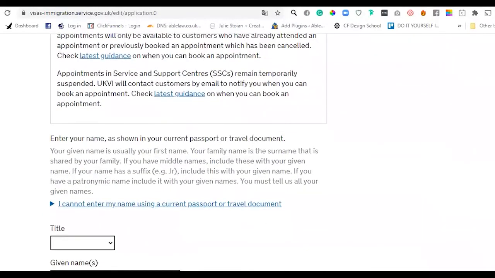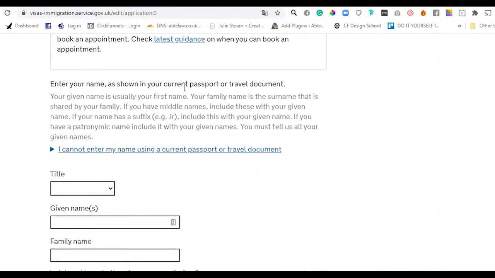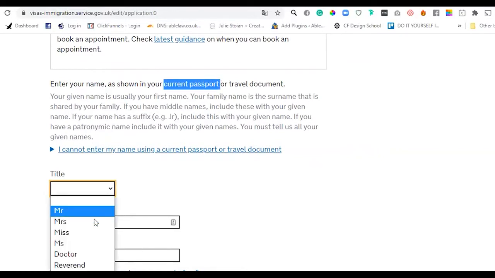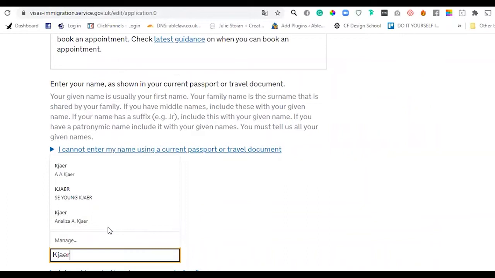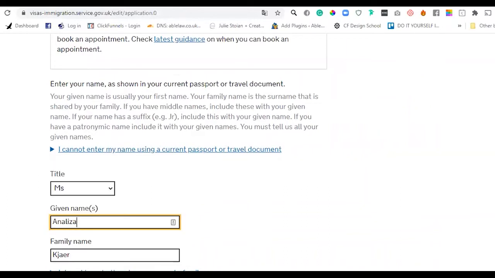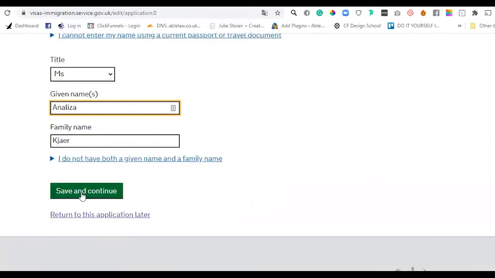Okay. So I will show you. So enter your name, the current passport. So you have to refer to your passport. You can't just enter any name. It has to be the same as the one in the passport. So I'm going to be saying, let's say Miss. Okay. And then save.